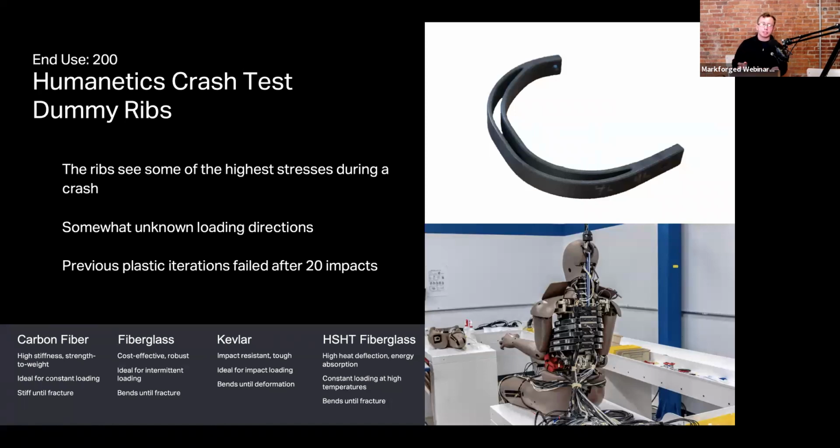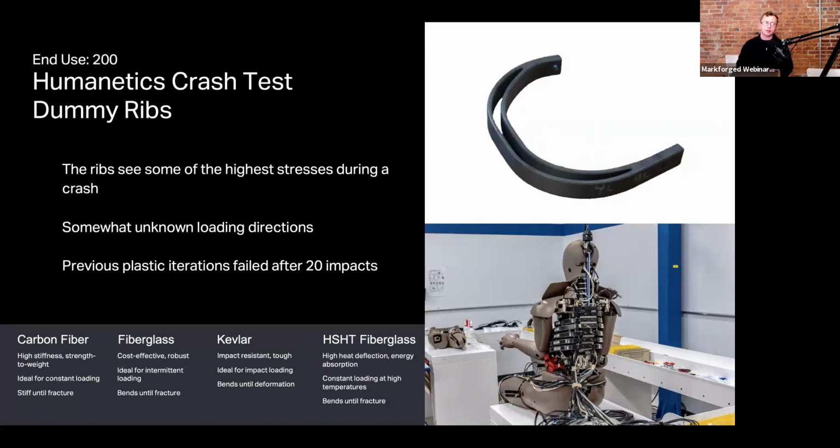Previous plastic iterations failed after about 20 impacts, and they wanted to increase the lifespan of these ribs by 3D printing them. So please enter in what kind of fiber you'd think would be right for this situation. And yeah, as I said, this is a really interesting application. So it's very high impact loading. A lot of these crash test dummies are used in all these sorts of conditions, so you don't really know how this part's going to be loaded.